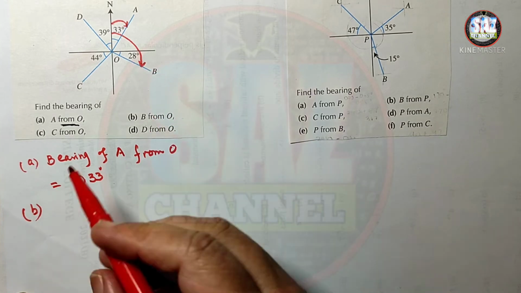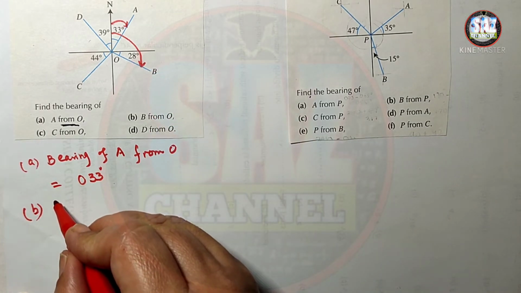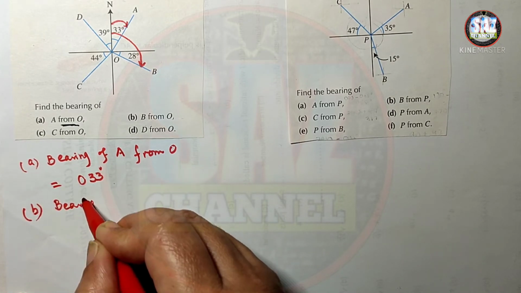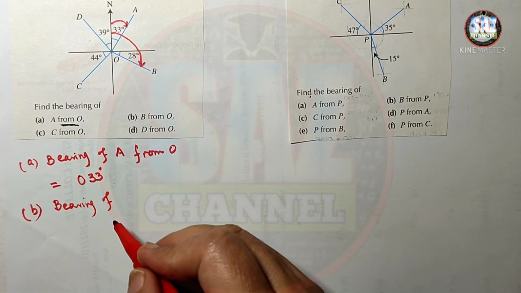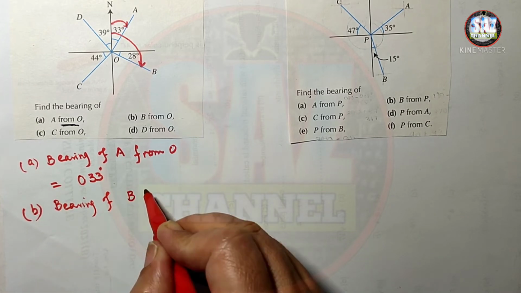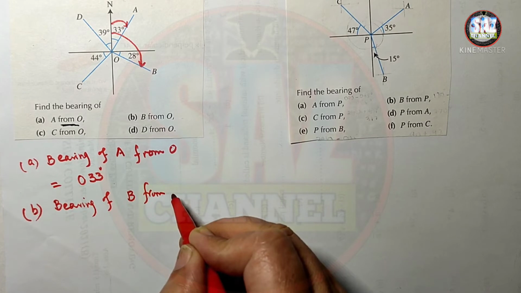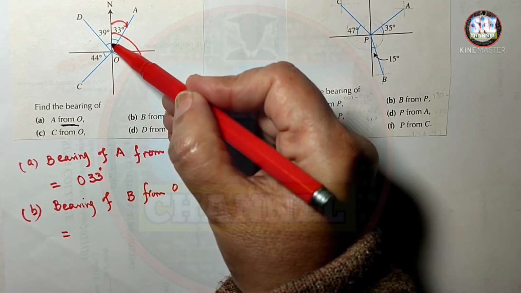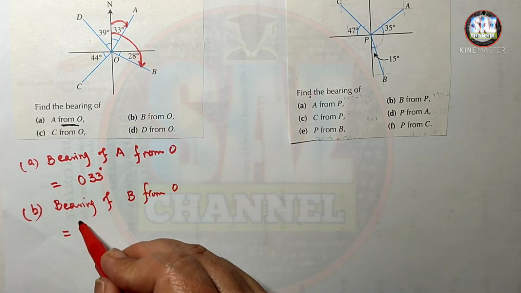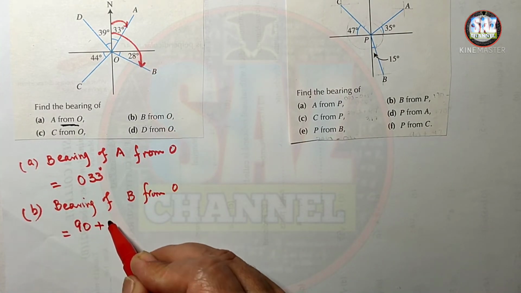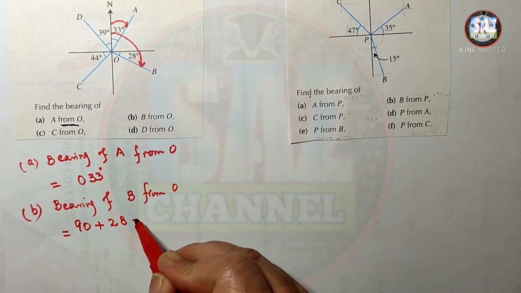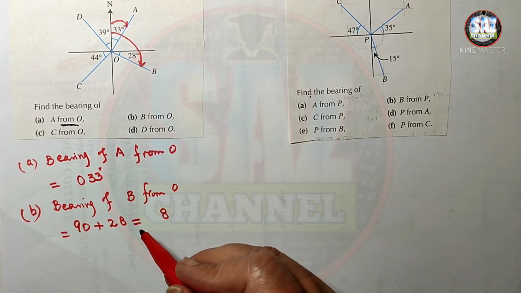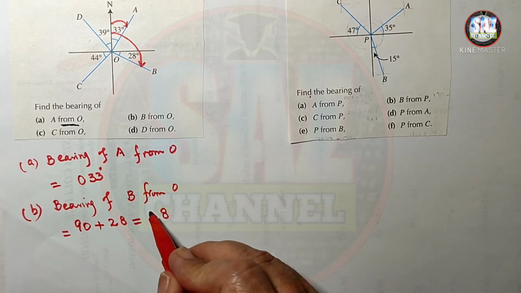So bearing of B from O will be equal to, look, this total turn is 90 plus 20, that is 90 plus 20, 0 plus 0 is 0, and 9 plus 2 is 11, 110 degrees.